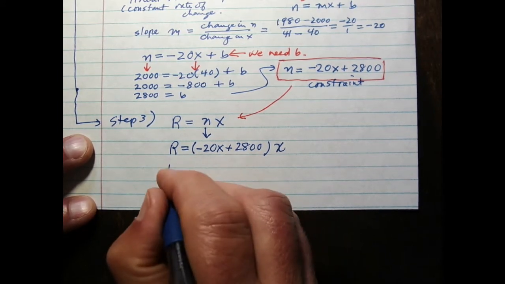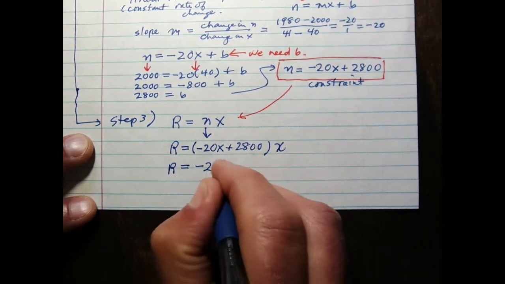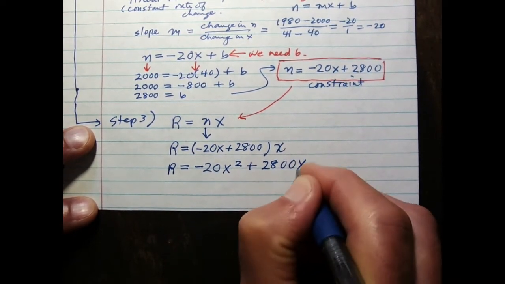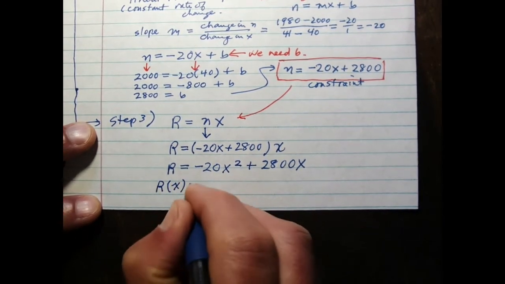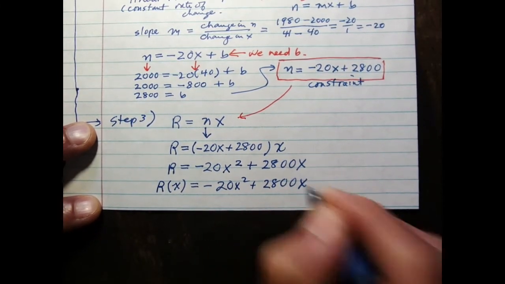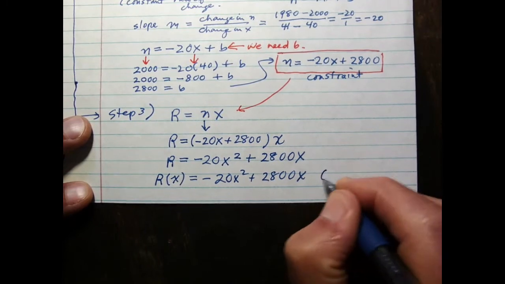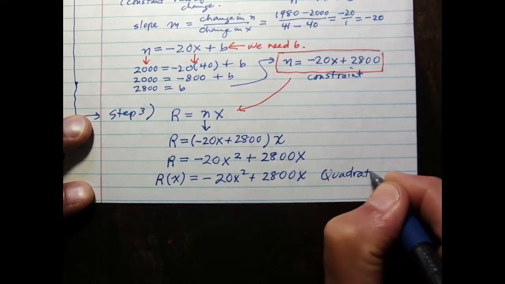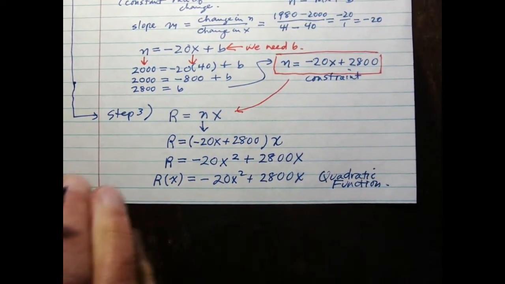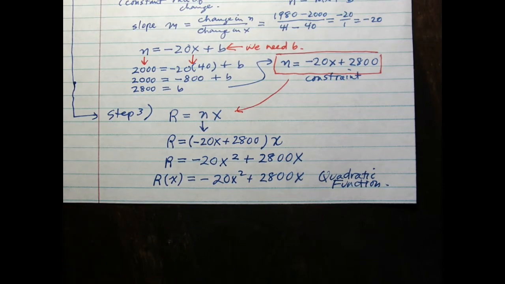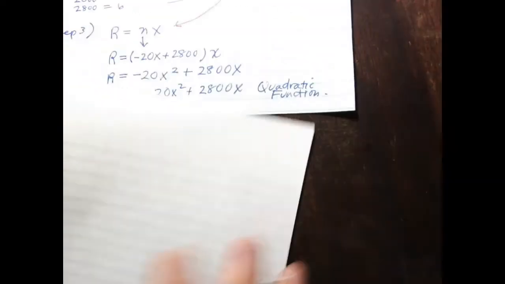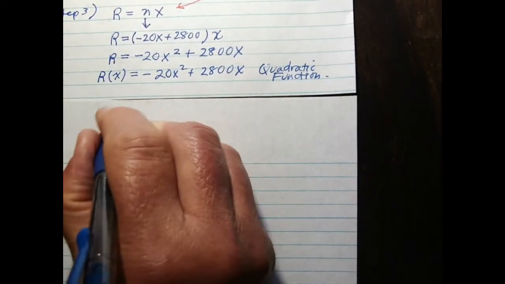And when I distribute here, I get r is equal to negative 20x squared plus 2,800x. R of x is a quadratic function. So here is our quadratic function that we want to find our maximum value for. And really, getting to this point is the hardest part of the problem. So I'm going to recopy r of x here on a separate sheet of paper.